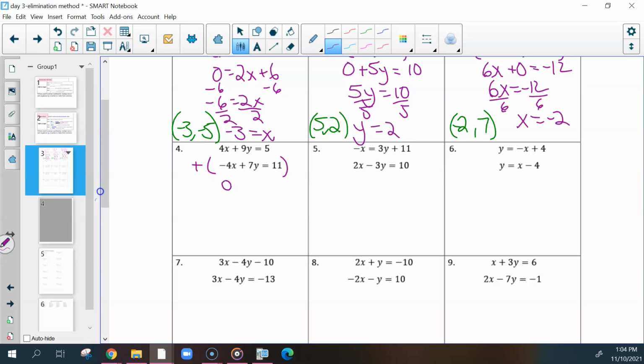9 plus 7 gives me 16. And 5 plus 11 gives me 6. And then solve for y. And then you can put that back into either one and find your x value.